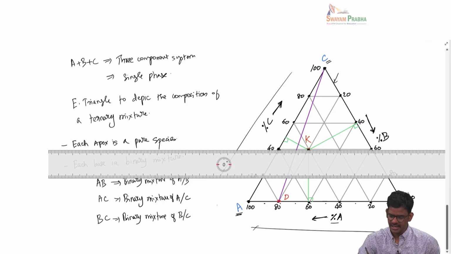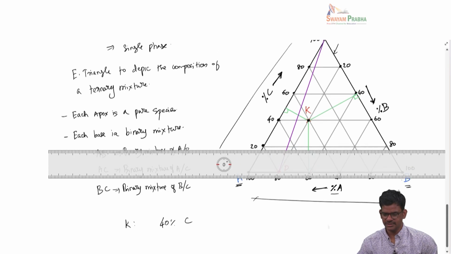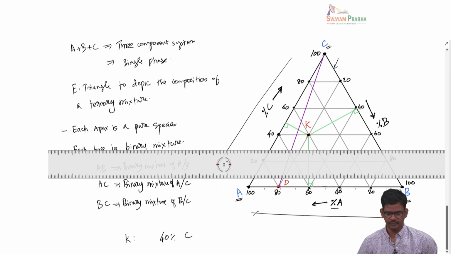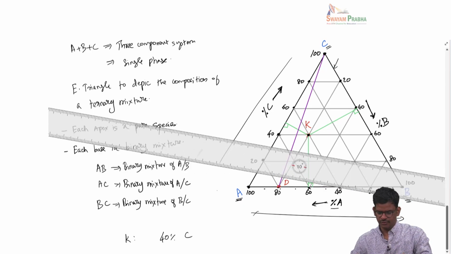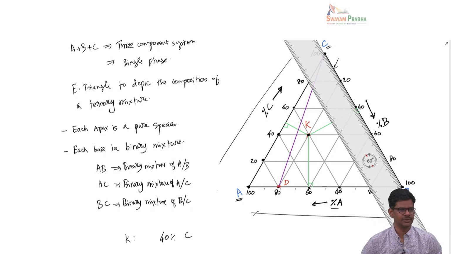Okay, at point K, the amount of C is 40%. So point K means 40% C. Now let's find out what A is. For A, I am going to go to this baseline, because I know this baseline corresponds to A equal to 0, and this is A equal to 100%.